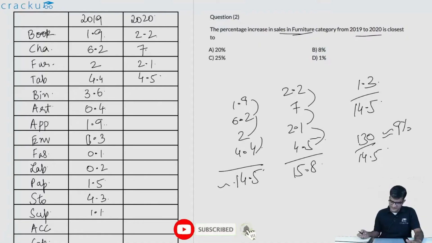Maybe some of the readings that we have done are wrong, but if you look at the other options, 20%, 25% and 1% are nowhere close to 9%. So the correct answer is option B. Let us look at the next question.